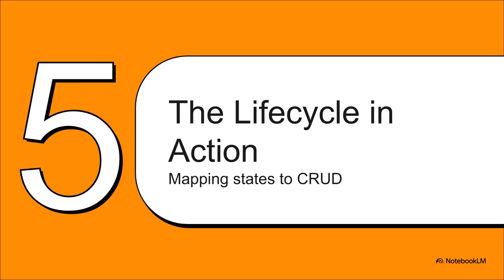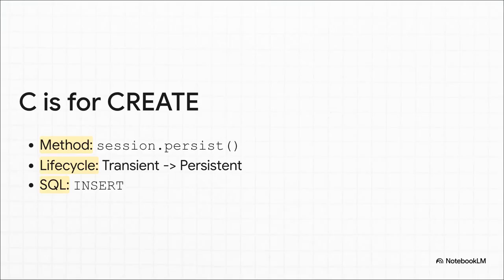All right, let's bring this all together. We can actually map this entire lifecycle concept directly onto the 4 basic operations that you do all day, every day. Create, read, update, and delete. Let's connect the dots. So first up, C is for create. Every single time you build a new object in your code, it starts its life as transient. The moment you call session.persist, you are actively pushing it across the border into the persistent state. That's what queues up the insert statement. This is the front door into Hibernate's managed world.